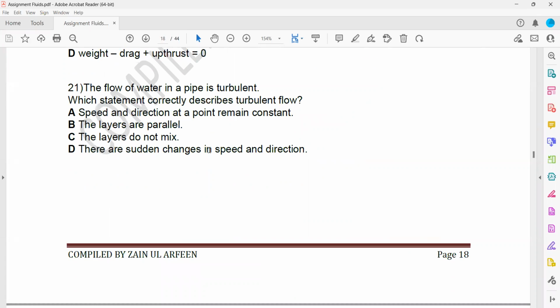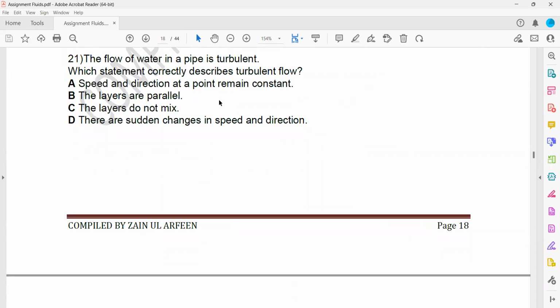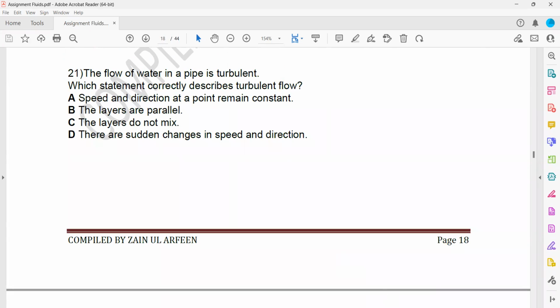The flow of water in the pipe is turbulent. Which statement correctly describes the turbulent flow? So what happens in a turbulent flow? The particles are moving randomly. They change direction. Even in a series of particles, like a group of particles in a line, they are moving at different speeds. They don't have the same speeds.